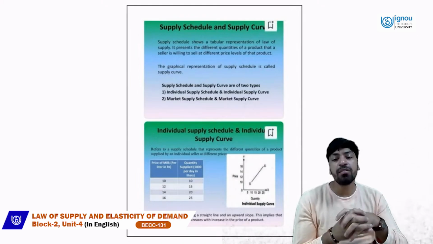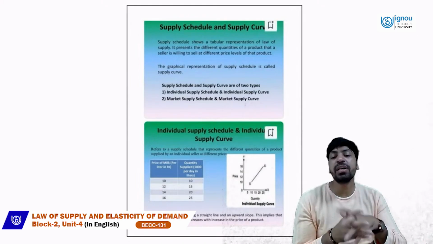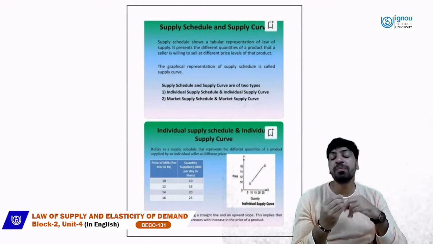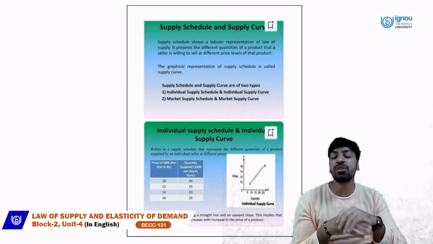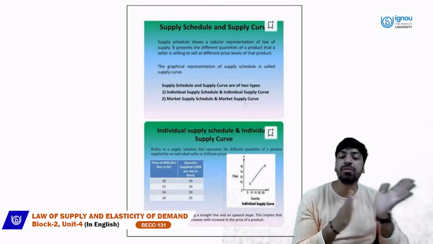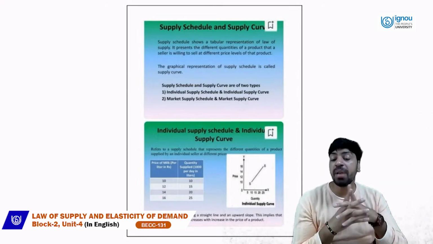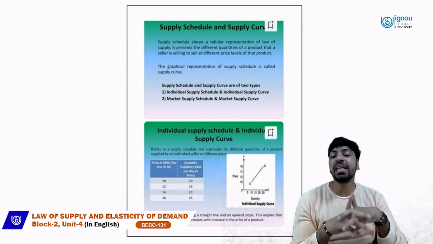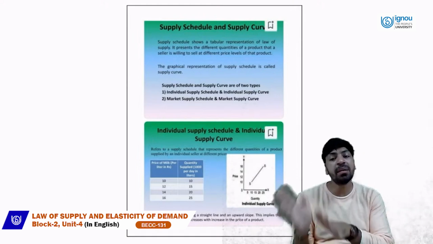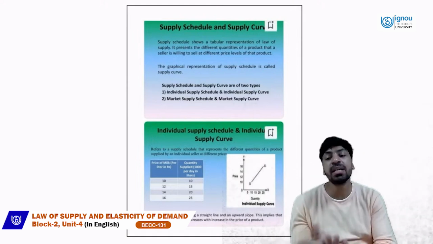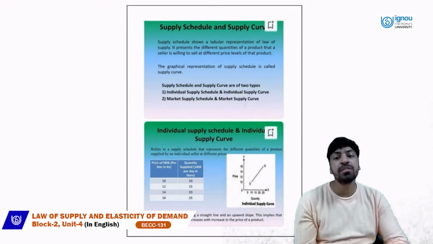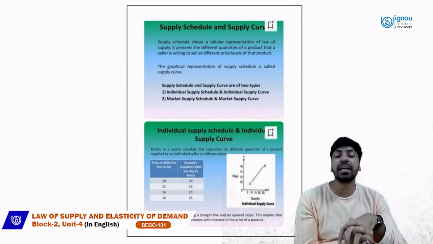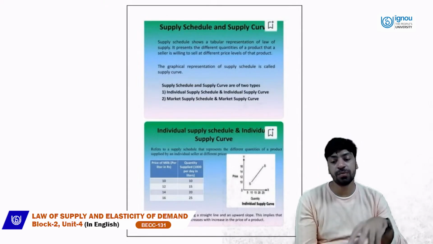So when we talk about the graphical representation, it refers to the supply curve being upward sloping, represented by a straight line which goes upward from left to right. It also implies that the supply of a particular commodity would increase when there is an increase in the price of the product. So this is the conceptual framework of the individual supply curve and the individual supply schedule.